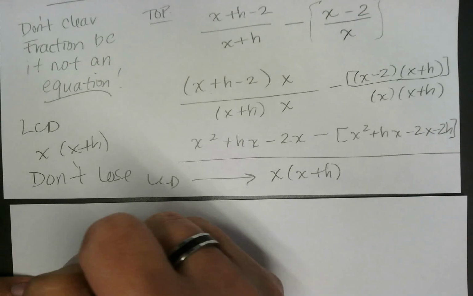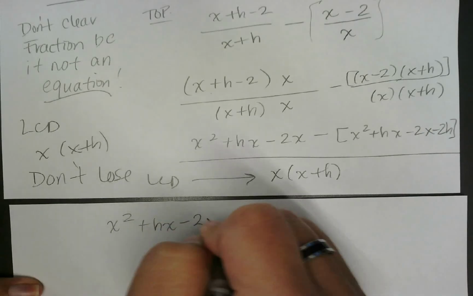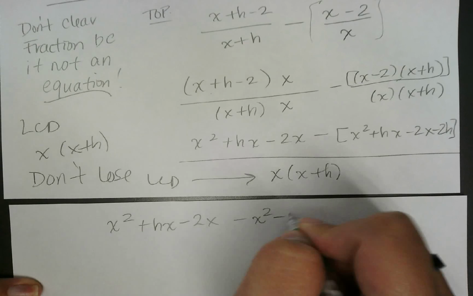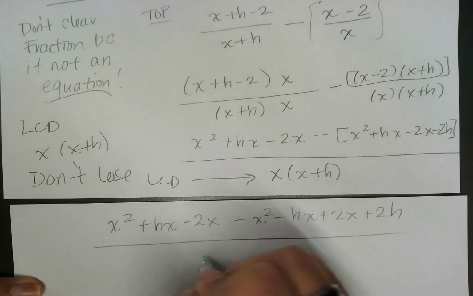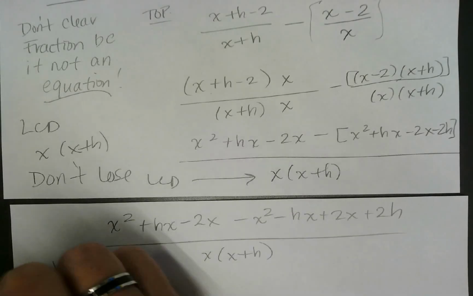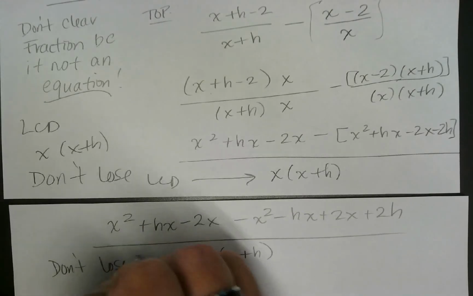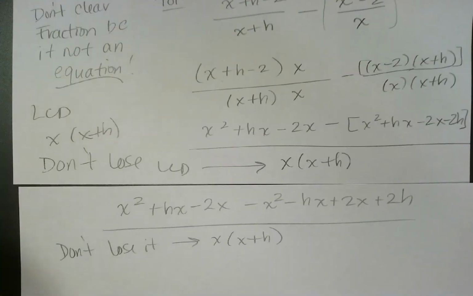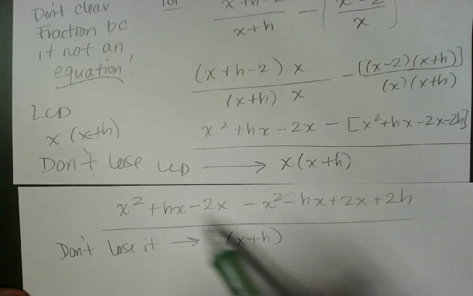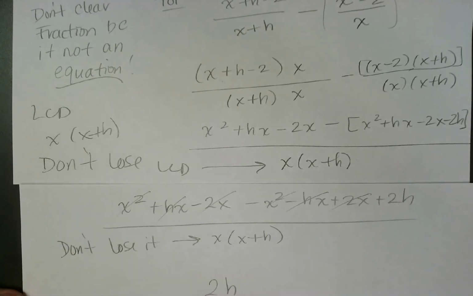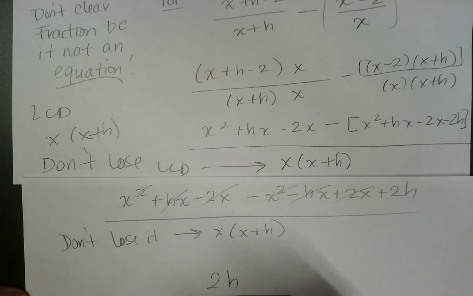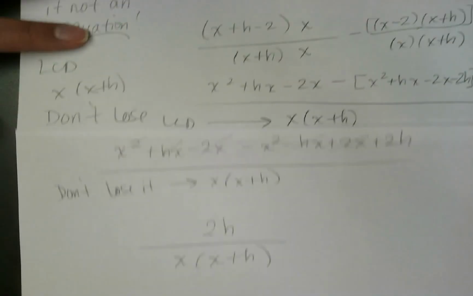I got x squared plus hx minus 2x. I'm going to distribute the negative. Negative x squared minus hx plus 2x plus 2h, all over the LCD. Don't lose it. Alright, I can clean this up. X squareds go away, hx's go away, 2x's go away. Oh, that's nice. You have a 2h left on top, assuming I did that algebra correctly, all over, don't lose it. Somebody's going to lose it. Okay. LCD.